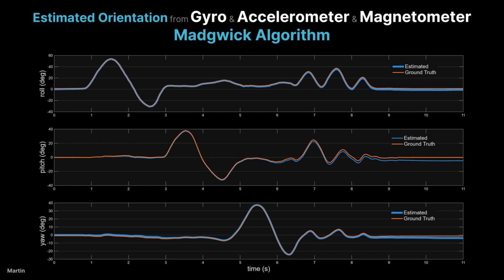The figures show the results of the Madgwick algorithm. As illustrated, the estimated orientation angles align closely with the ground truth, demonstrating that the filter delivers accurate and reliable performance in fusing inertial and magnetic sensor data.